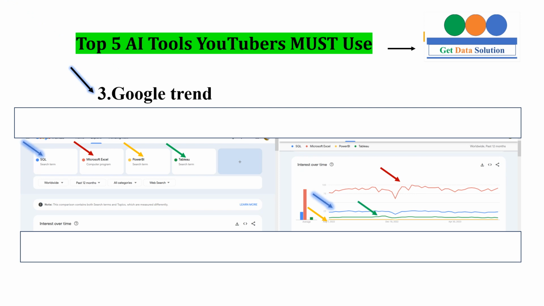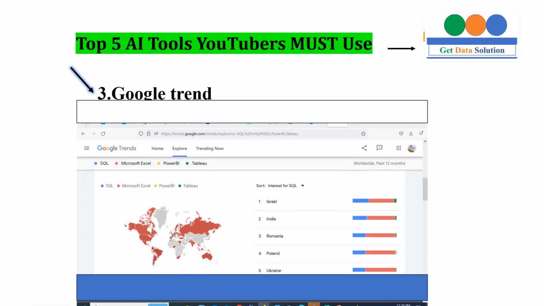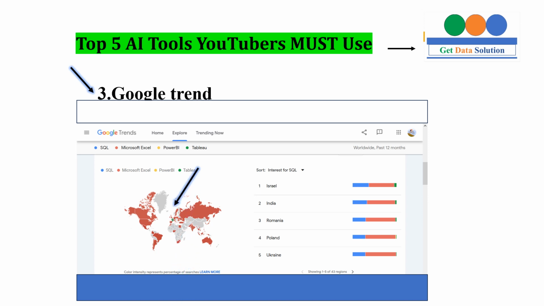And you can actually change this duration to 1 month or 2 weeks and so on. You can see by country or worldwide, by time period, by categories, and web search. Again, you can see the search volume by area and by country.